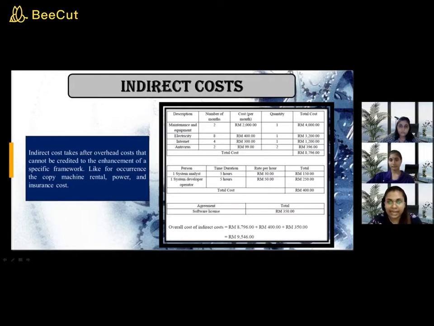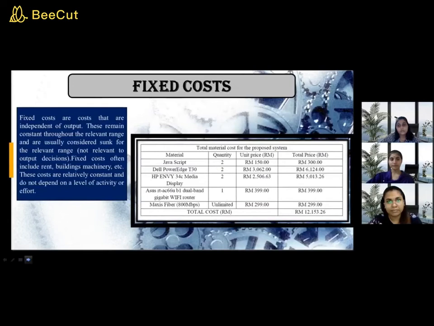Total for the agreement software license is 350 ringgit. Overall cost of indirect cost is 8,796 ringgit plus 400 ringgit plus 350 ringgit, which is 9,546 ringgit.